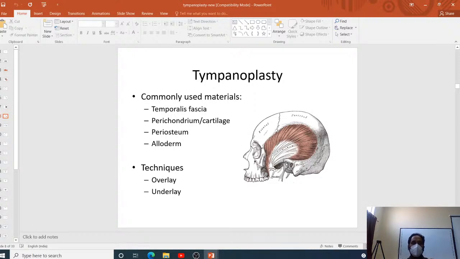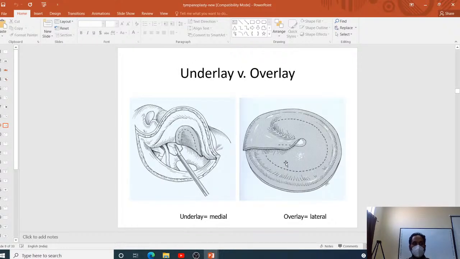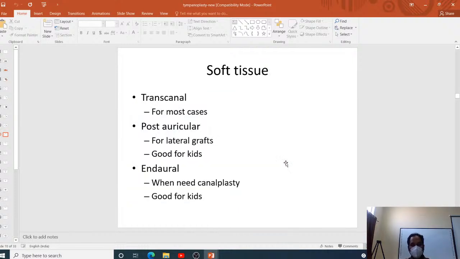So you use a temporalis fascia. This is the most commonly used material. The other most commonly used are perichondrium, cartilage, periosteum, and allografts. And techniques of tympanoplasty would be underlay technique and overlay technique. In the underlay technique, you place the graft medial to the annulus, whereas in the overlay technique, you place the graft lateral to the annulus.